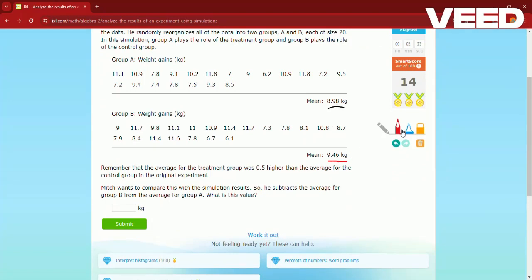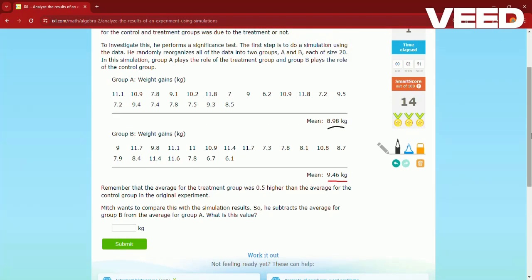Remember that the average for the treatment group was 0.5 higher than the average for the control group in the original experiment. So Mitch wants to compare this with the simulation results. He subtracts the average for Group B from the average for Group A. What is this value? Just do rudimentary math. Then we get negative 0.48. So we're going to check if it is correct or erroneous.